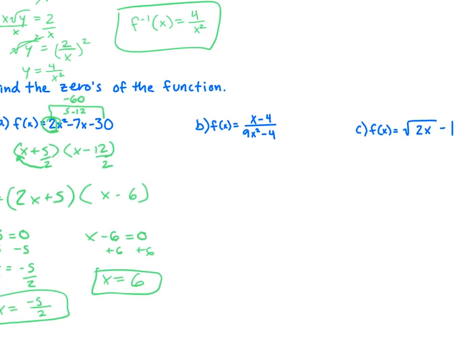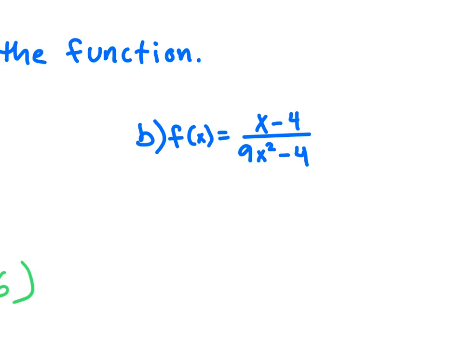For the next one, when we have a fraction, we don't even need to worry about the denominator because this fraction is going to equal 0 when our numerator equals 0. So we just set x minus 4 equal to 0. We can add 4 to both sides, so x is equal to 4.